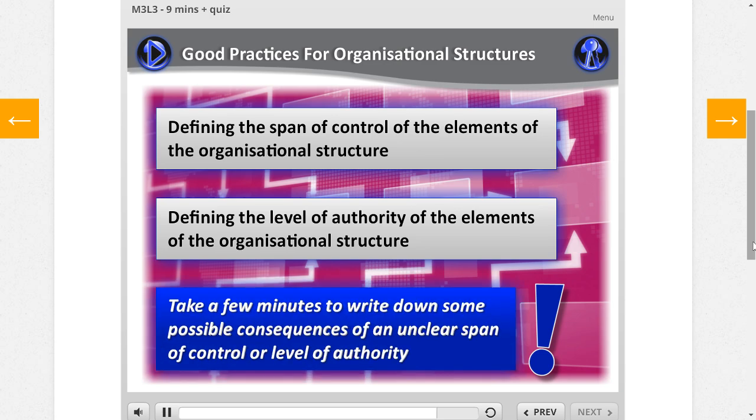Take a few minutes to write down some possible consequences of an unclear span of control or level of authority.